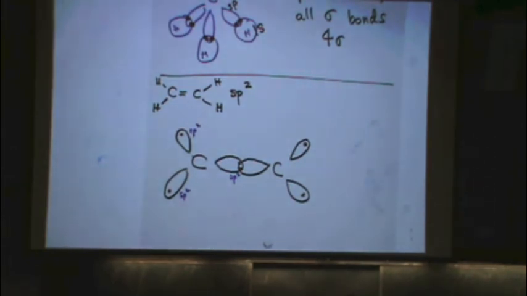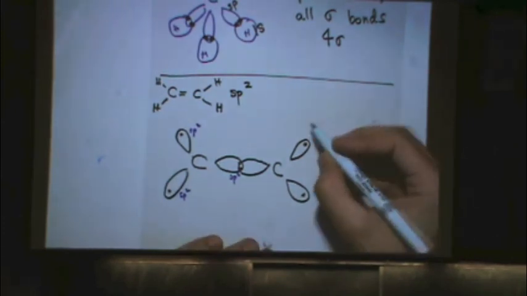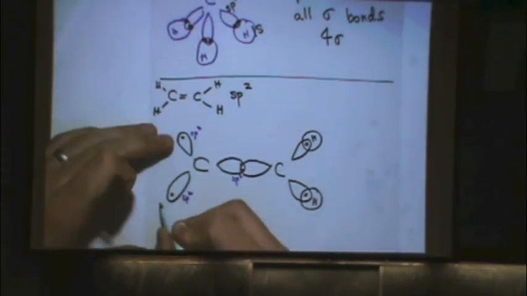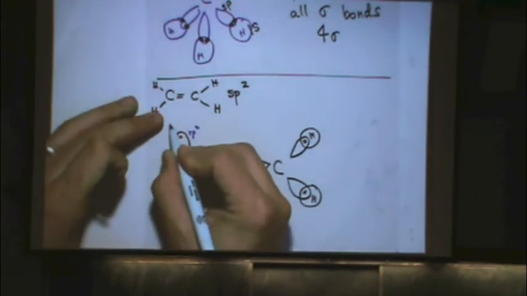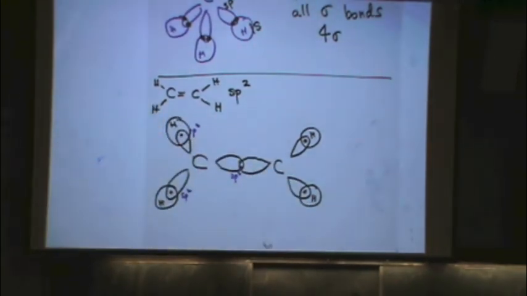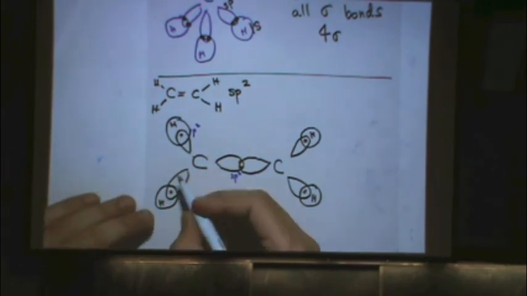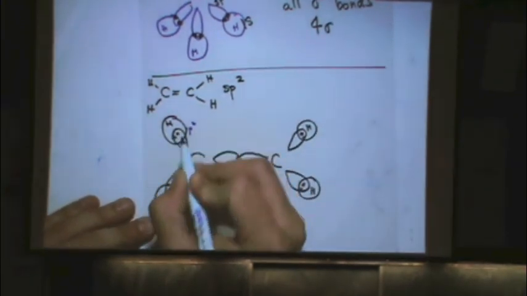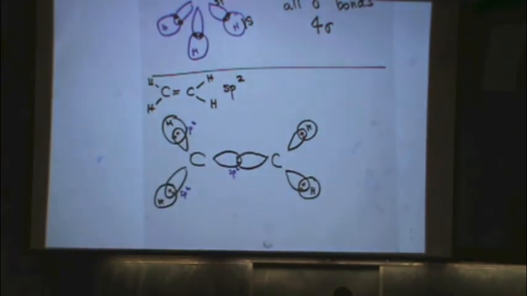So let's draw the hydrogens now. Hydrogens are s orbitals, one s orbital specifically. Their orbitals overlap to make a bond. Each hydrogen brings one electron. One. Okay? See, two electrons form a bond.